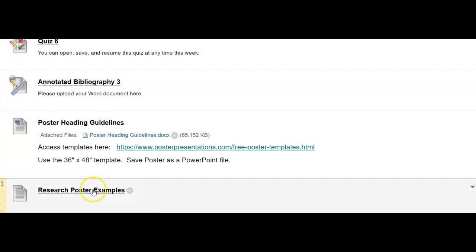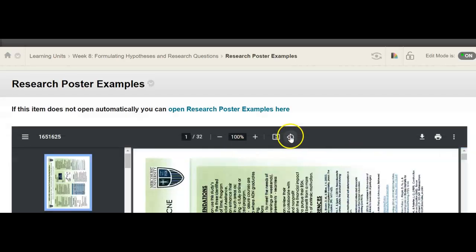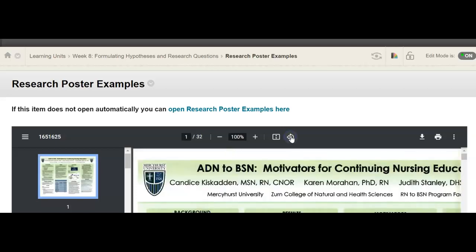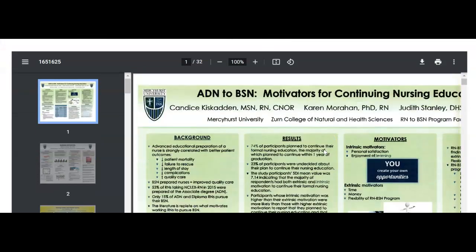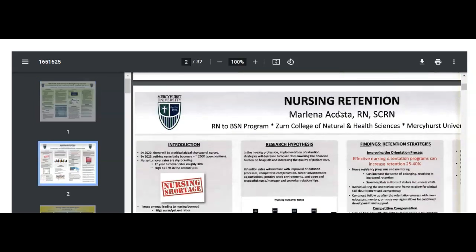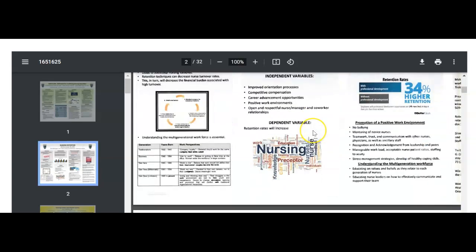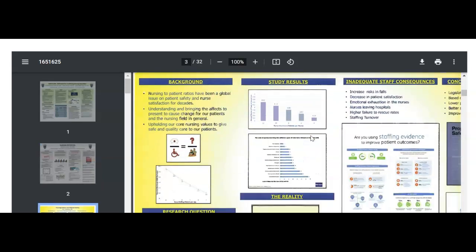So again, let's get to the research examples, and they come across upside down. So let's pull that in. Here's one that the faculty used here and submitted, motivators for continuing nursing education, and you can see our work here. But here now start other students. Their names are on here, and you can see how they have set up their information.